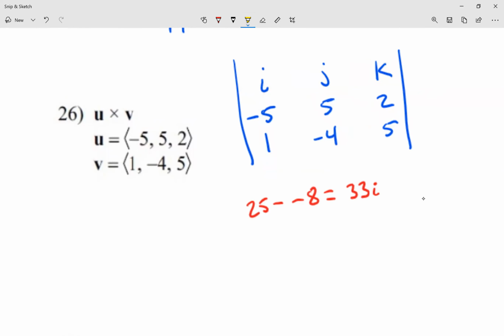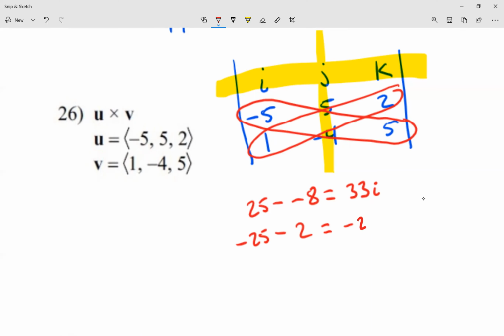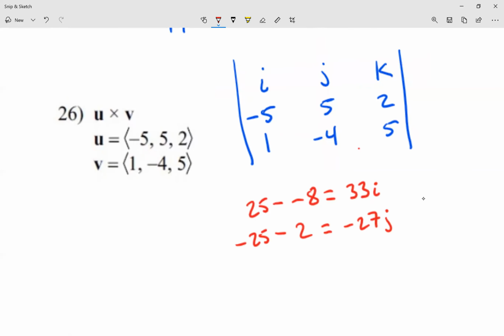Now for my J value, remember, cross out the letters, cross out the column with the J. So I'm going to cross multiply 5 times a negative 5. That gives me negative 25, minus 2 times 1. That gives me a 2. Negative 25 minus 2 is a negative 27. And that's my value for my J. That's my discriminant for the J.